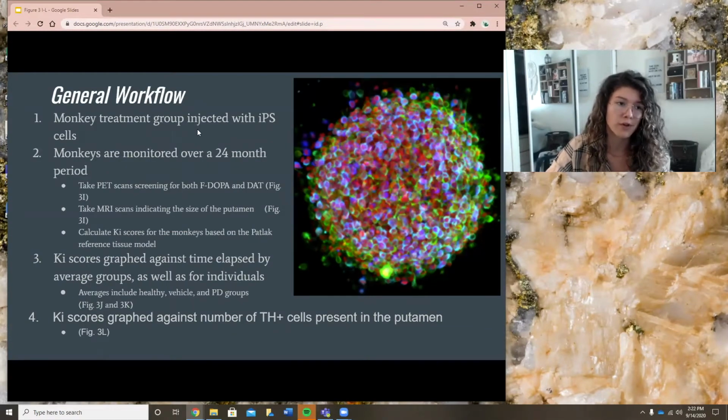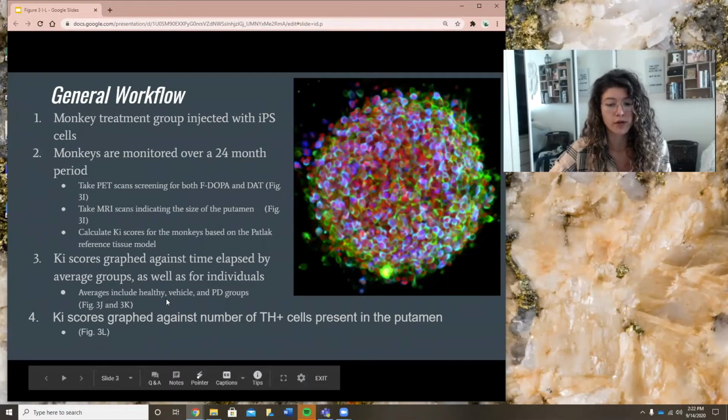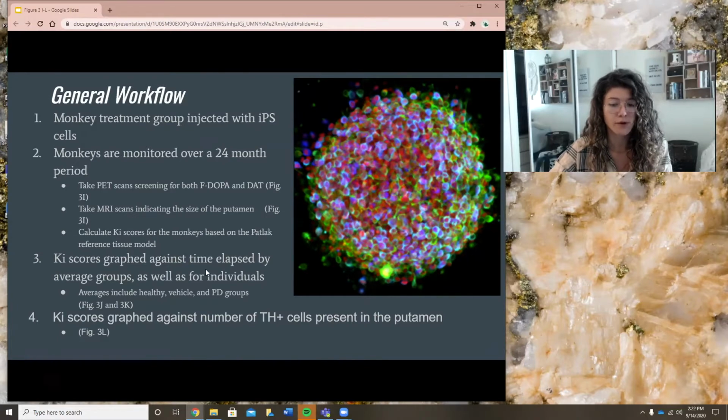The general workflow goes as such. The primate models were first injected with human iPS cells. They were then monitored over the course of 24 months. And over this course, the primate models were screened using positron emission tomography, otherwise known as PET scanning, for F-DOPA and DAT.